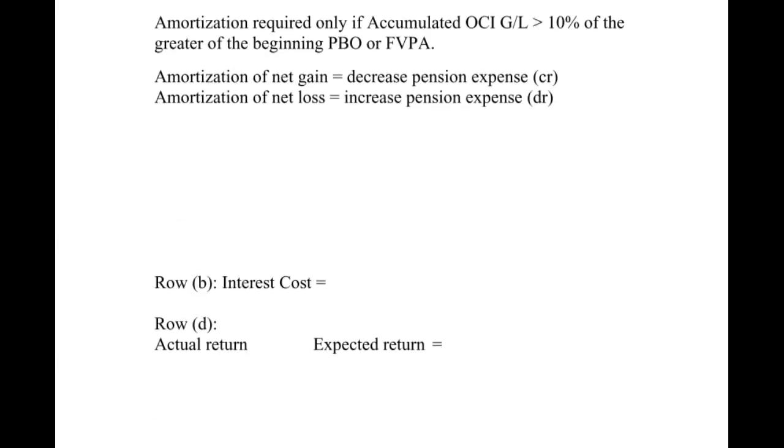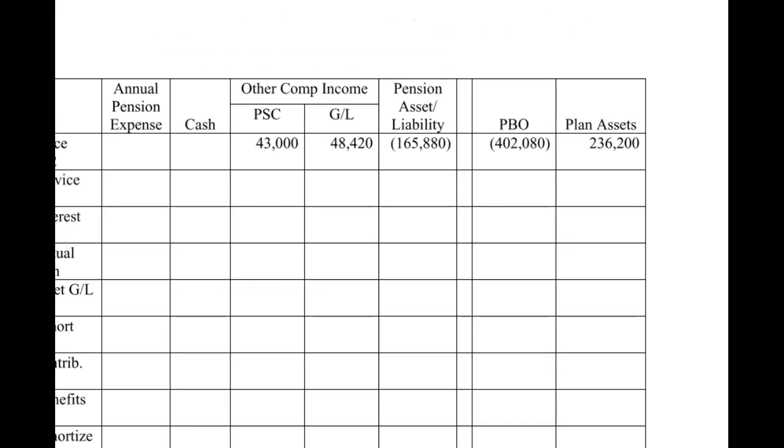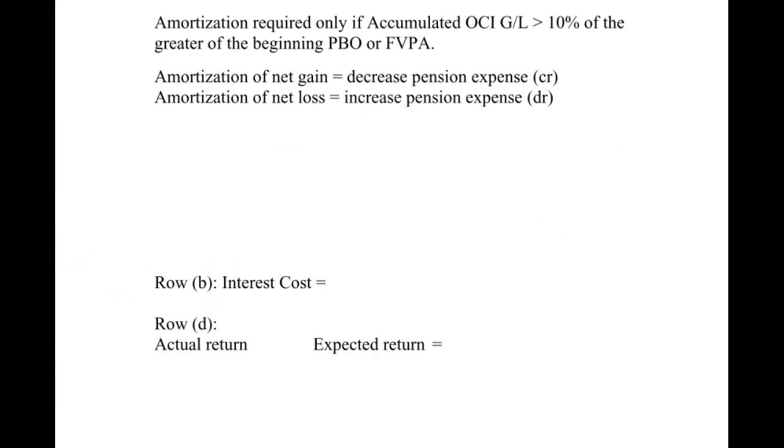Amortization is required only if accumulated other comprehensive income is greater than 10% of the greater of the beginning PBO or the plan assets. Typically the PBO is greater because we're underfunded, but it could be either way. You should be able to eyeball this, and I'm going to flip over to the second page. Let's read it one more time. If the accumulated other comprehensive gain or loss beginning balance is greater than 10% of the PBO or plan assets, in our case the PBO, then we're going to amortize. So here's my beginning PBO. 10% of that would be $40,208. Here's my beginning gain or loss. That is clearly larger than that, so we're going to amortize. So the question, are we going to amortize? Yes, we're going to amortize in this problem.